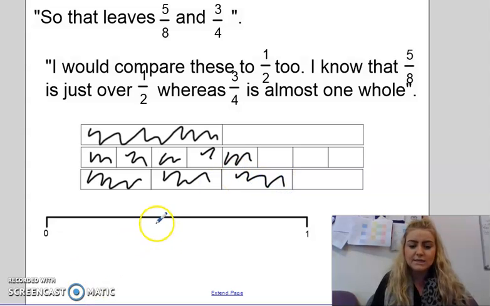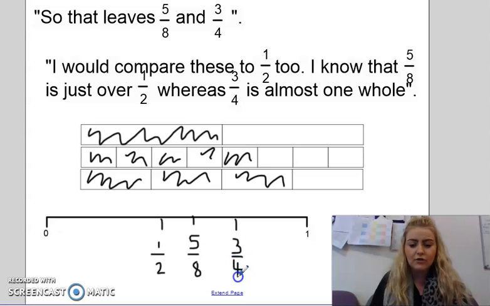And again, we're going to have a go at estimating where they would go on a number line just to prove. So again, I'd say my half goes here. So we're always comparing it to a half. 5/8, well, I know it's just a little bit more than a half because 4/8 would be equivalent. So 5/8 go here. And then 3/4, I know, is going to be halfway between 1/2 and 1. So I'm going to say it would go around here. Do you agree?